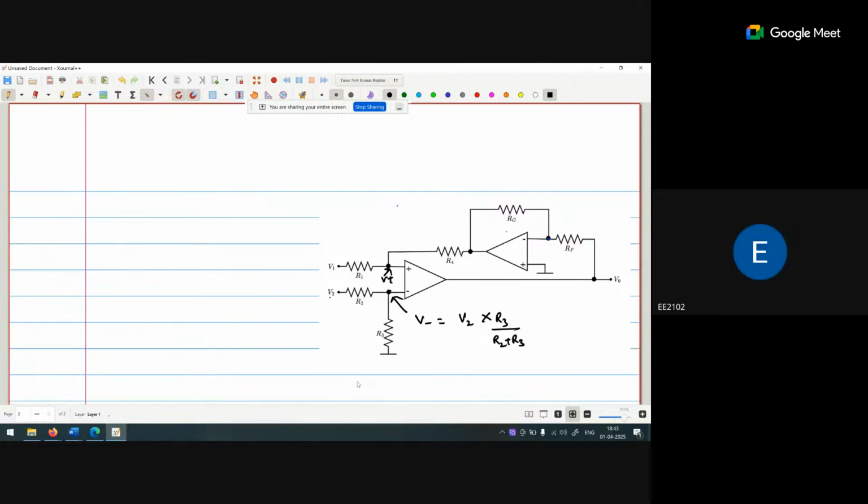Yeah. So we are calculating the V negative voltage, this point voltage. This point voltage is what? V2 voltage, it will be dropped across the R3. So V2 multiplied by R3 upon R2 plus R. Okay. And that particular V negative voltage is equal to V positive voltage because of negative feedback and virtual ground concept.